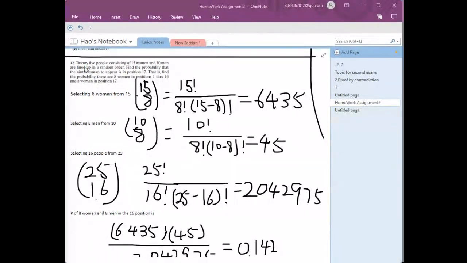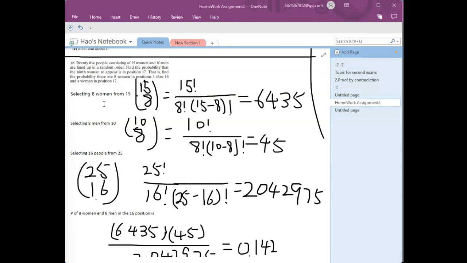question 17 from chapter 2. 25 people consisting of 15 women and 10 men are lined up in a random order. Find the probability that the 9th woman to appear is in position 17. That is, find the probability there are 8 women in positions 1 through 16 and a woman in position 17. First, I start to find the probability for positions 1 to 16.